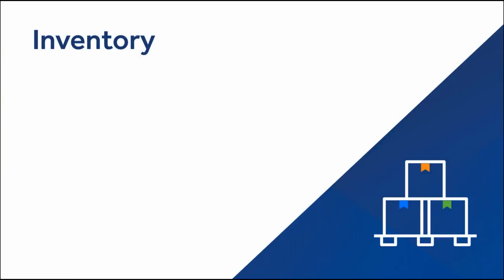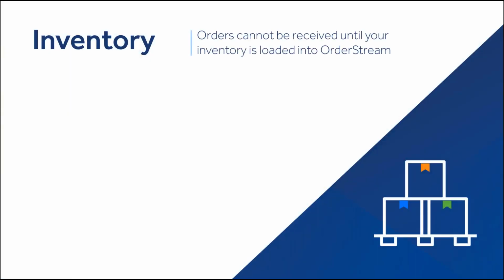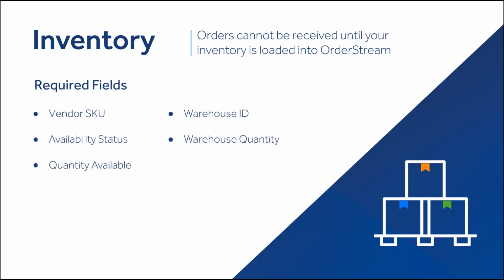Alright, let's get started. A good place to start is inventory, since communicating inventory data is always an initial step when getting up and running with a retail partner. To have a clear picture of the inventory you have, Lowe's requires that all of these fields be provided for each item of inventory that you submit in OrderStream.